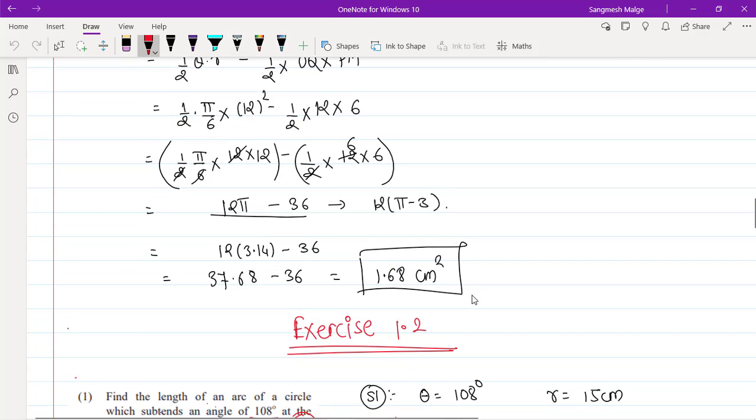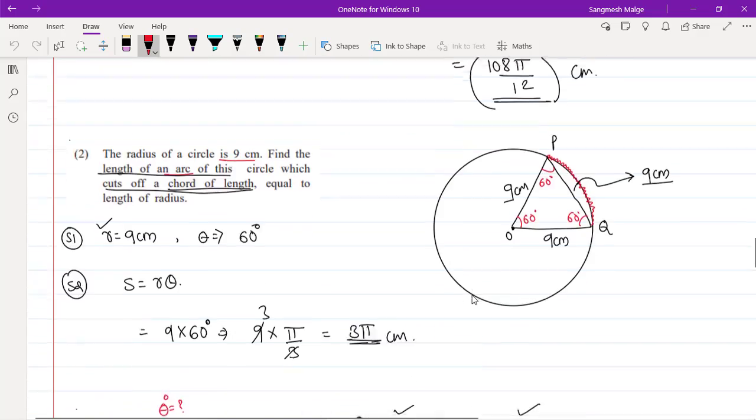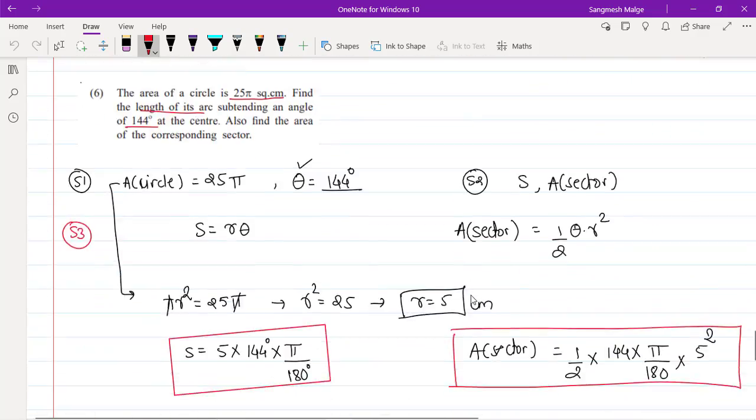Yes, what is in the 8th? 8th is also the same. OPQ is the sector of a circle having the center O and the radius of 15 centimeter. The angle POQ is equal to 30 degree. Find the area enclosed by the arc PQ and the chord PQ. 7th, 8th and 2 are exactly the same.